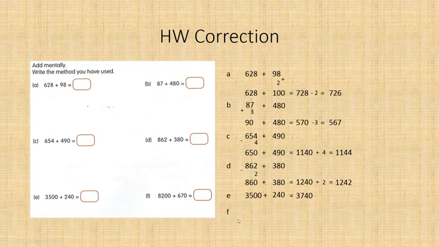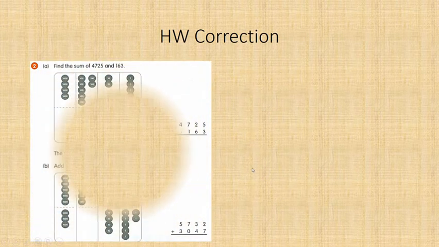Okay, let's go to question number F. 8,200 plus 670. Here it's 8,000 in the thousands, and 200 plus 600 is going to be 800, and this is 70, so it's going to be 8,870. It's very easy because they are multiples of 10 already. Okay, let's go to question number 2.